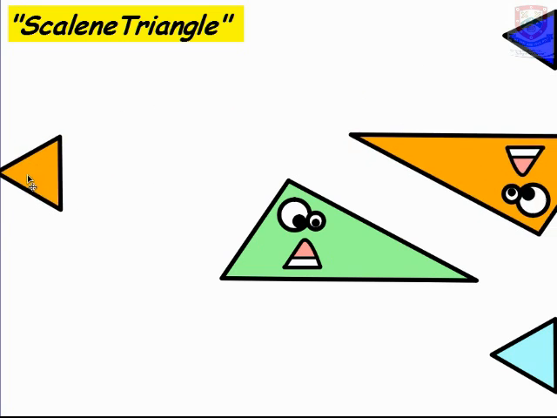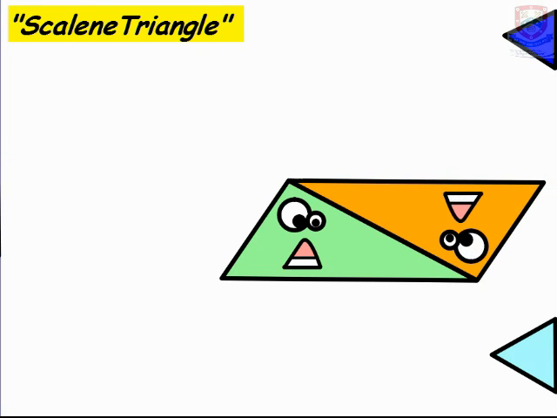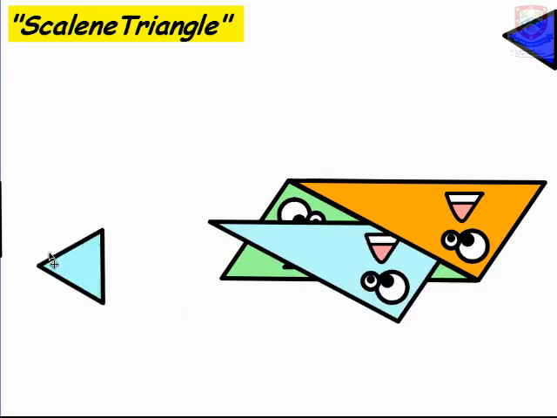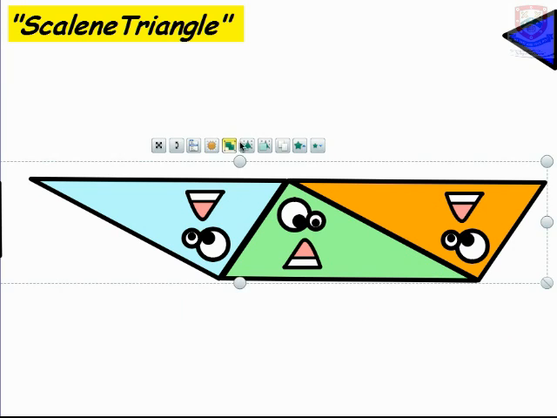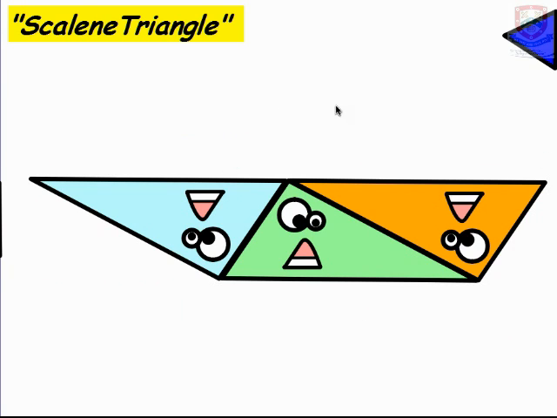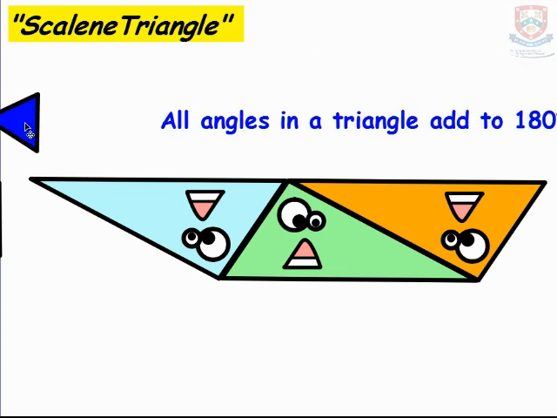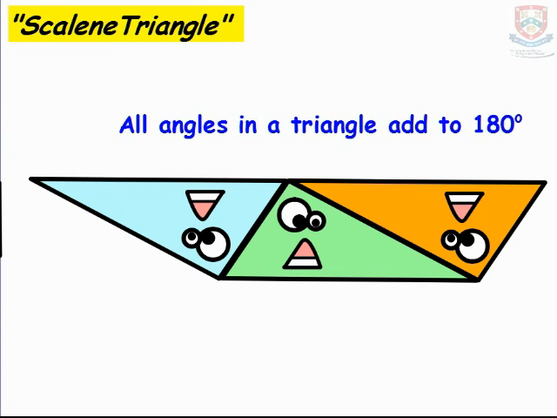Well, if we place the same size triangles next to each other, we can see that they still create this straight line. So it doesn't matter what type of triangle you have, they will always create this 180 degree line. Which means that if you add together the three angles inside a triangle, it will always come to 180 degrees. And we're going to use that fact to try and find some missing angles.